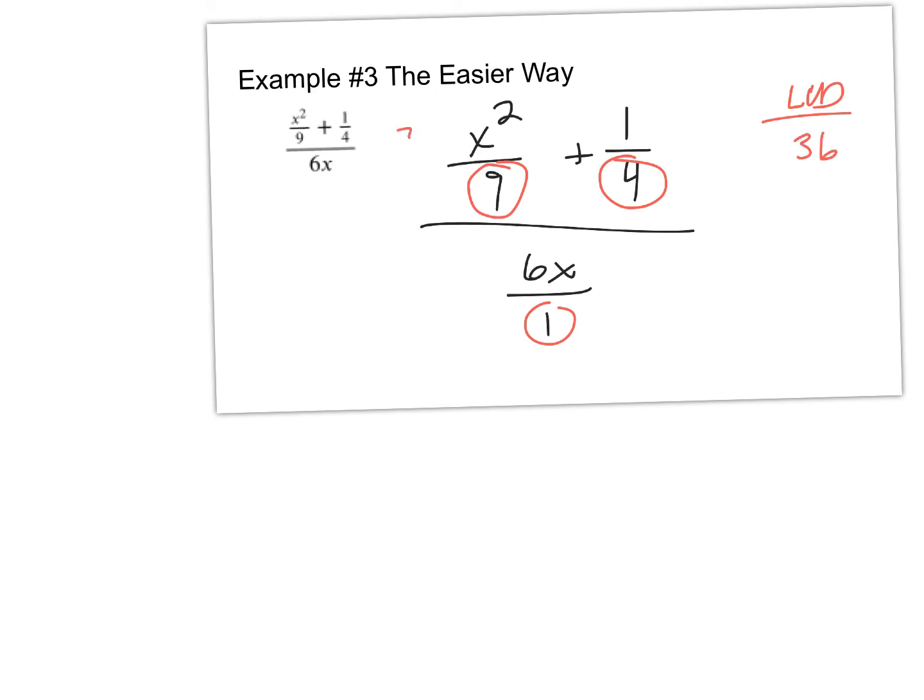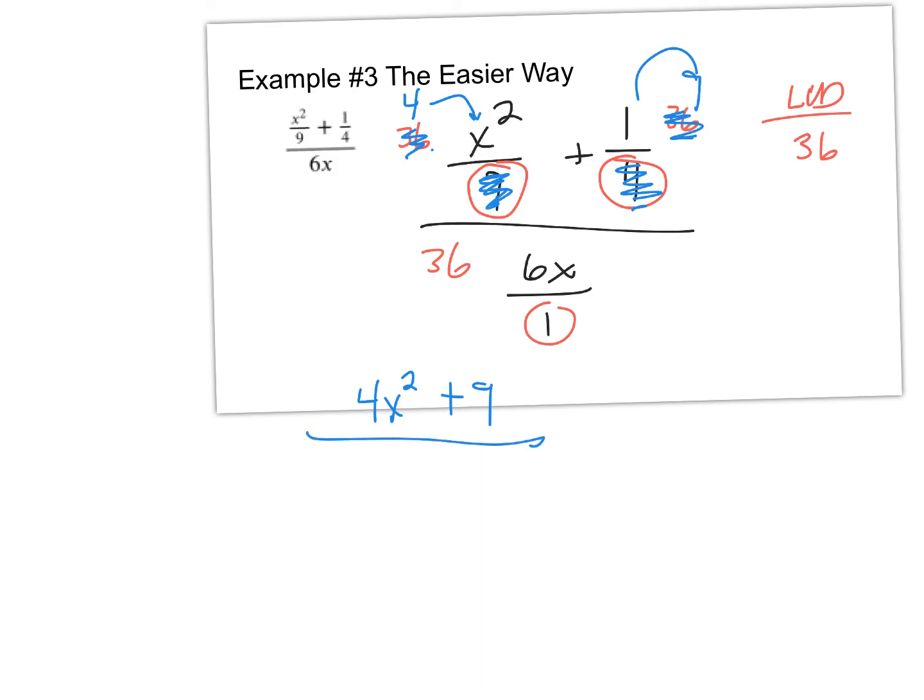Okay, so I'm going to times this by 36. I'm going to do this by 36, and I'm going to do this by 36. Okay, so let's start to cancel. 36 and 9, this goes away, and this drops down to 4. So 4 times the x squared, 4x squared. 36 and 4, this cancels down, drops down to 9. So 9 times 1 is plus 9 over. All right, so can't do much of anything here, so let's multiply. That's going to be 216x.